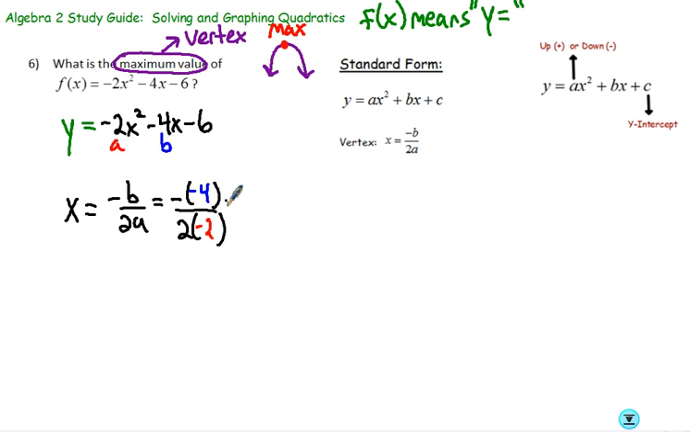And so a negative and negative, and actually I'm going to go ahead and make that a positive right here. The negative and negative actually makes a positive 4. And then 2 times negative 2 would be a negative 4. So I get negative 1.